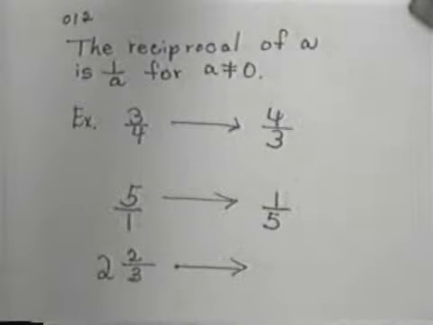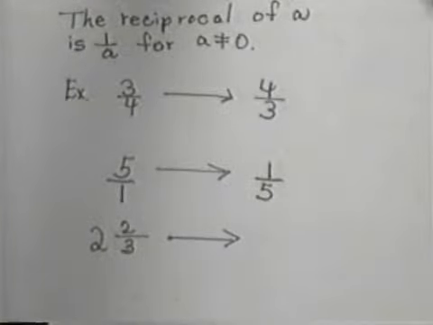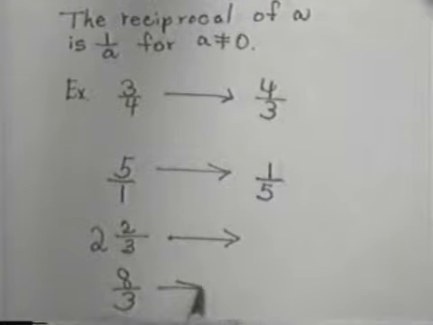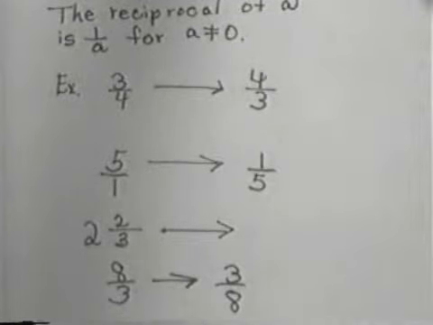And then if we want to find the reciprocal of a mixed number, what we need to do first is make that mixed number an improper fraction. So 3 times 2 is 6, plus 2 gives us 8/3. And then we can find the reciprocal of 8/3, and that is 3/8. So 3/8 would be the reciprocal of 2 2/3. If you take a number and multiply it by its reciprocal, you'll always get 1.